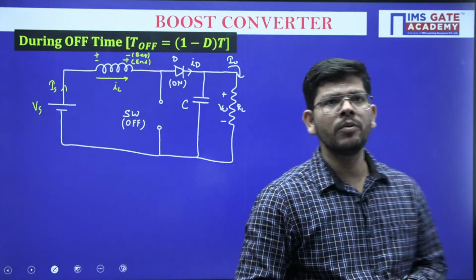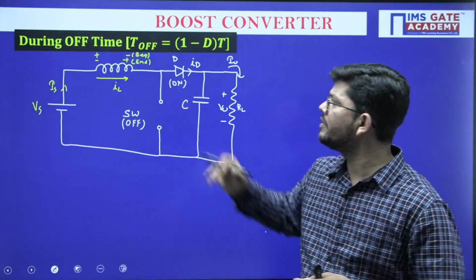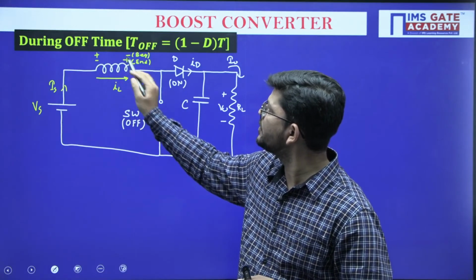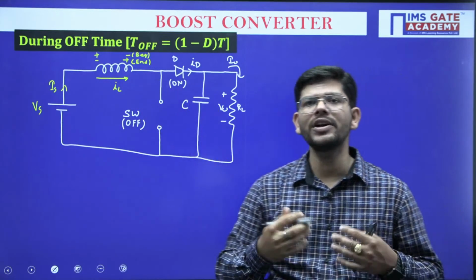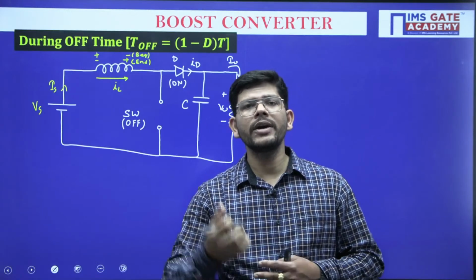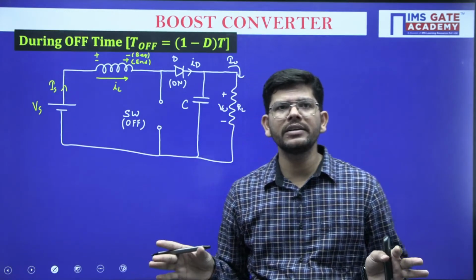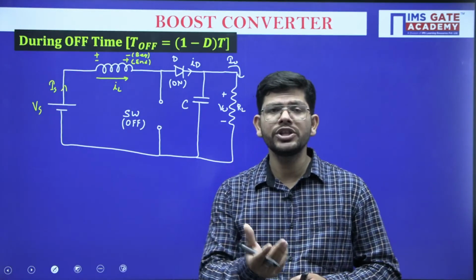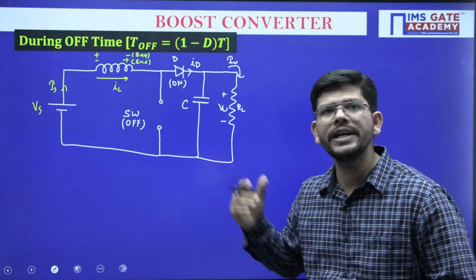Right now, when the switch is off, the diode will turn on. Can you see the polarity of the inductor? This side is minus, and this side is plus. So this will put the diode in the on condition. So whatever we have discussed is absolutely right. Conditions are in favor of the diode turning on when the switch is off. So this is what is happening here.